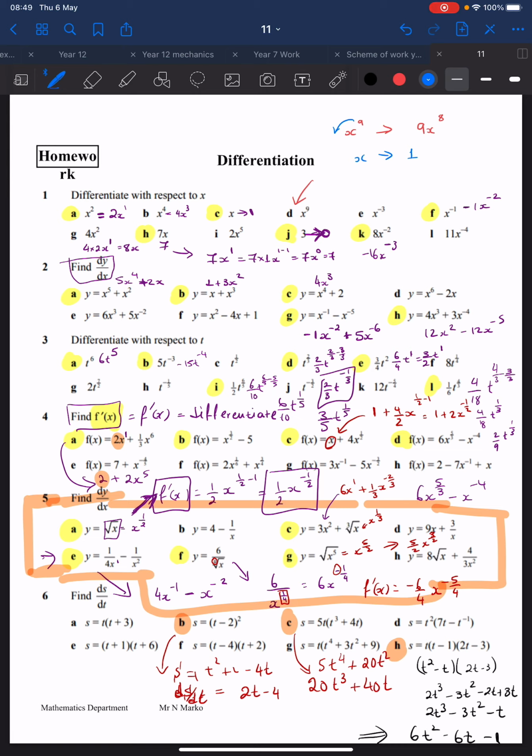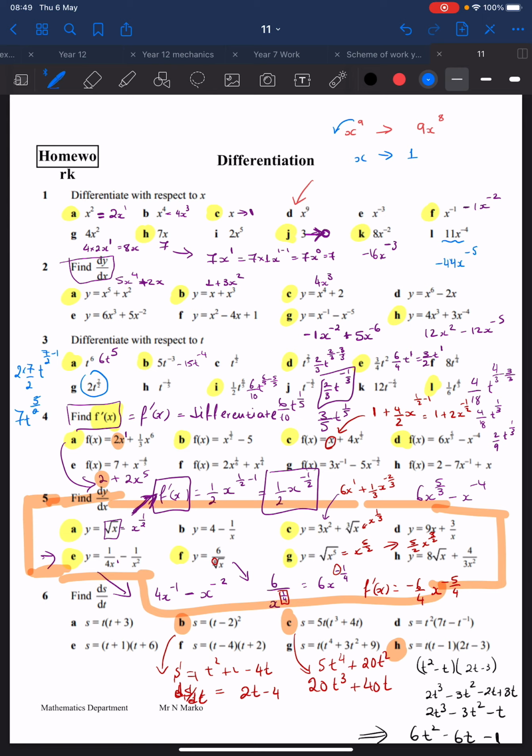Same again, if I had, let's say, 11x to the power of minus 4, well, that becomes minus 44x, and then that becomes to the power of minus 5, because I bring it down and then I take away 1 from the top. Continuing on, let's have a look. So I've got 2t to the power of 7 over 2, so that's going to become 2 times 7 over 2, because I bring it down, t to the power of 7 over 2 take away 1. So that becomes 7t, and then 5 over 2 as the power.